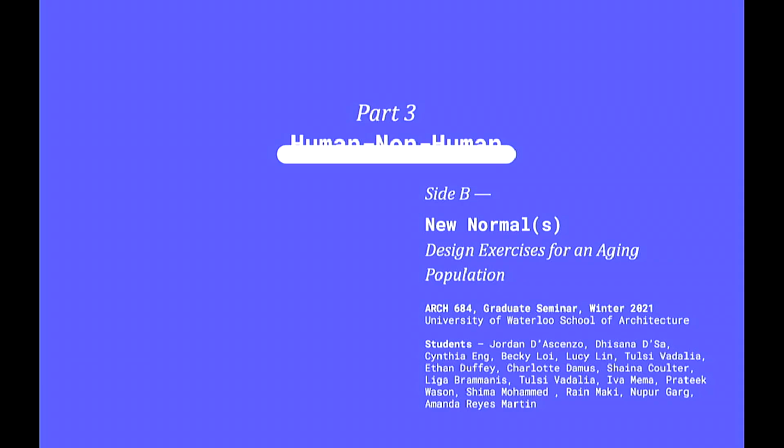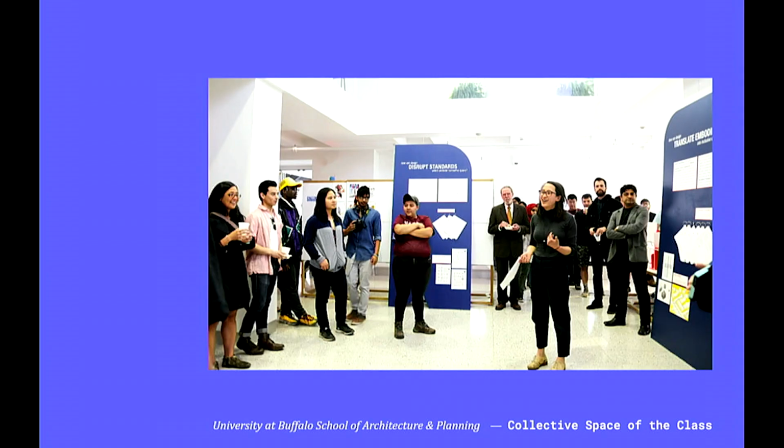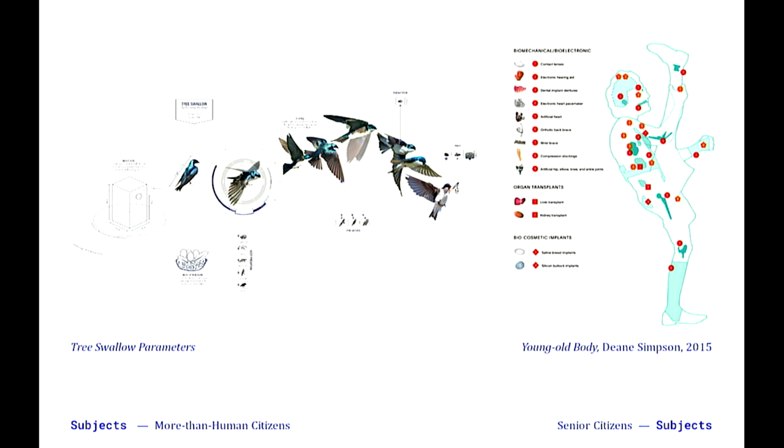So then the other side is called New Normals, design exercises for an aging population, which was taught at the University of Buffalo. That title is wrong at the bottom. It took place in person in the space of the school, with an exhibition in the space of the school. Again, there's choice.